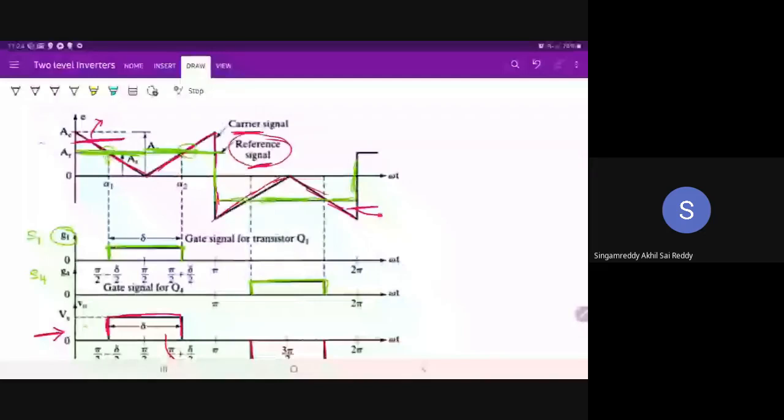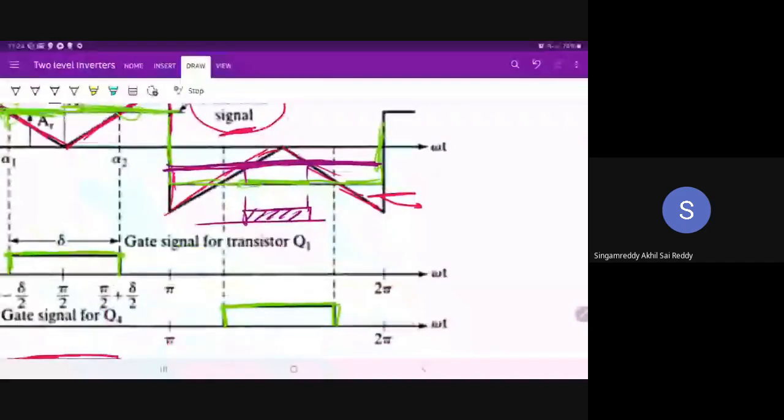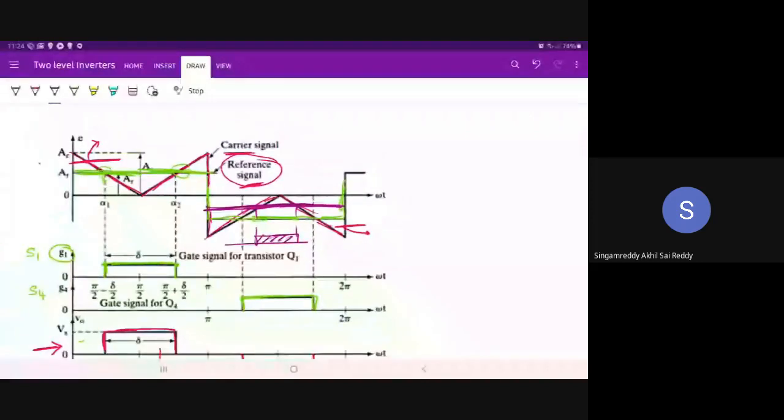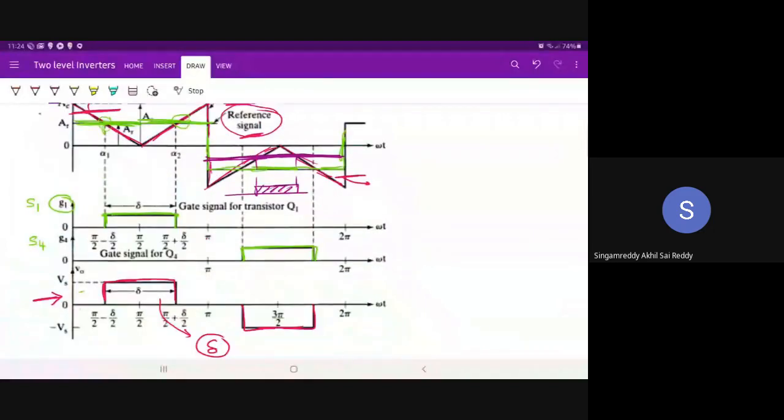If I reduce this one, the new intersecting point will cross here. So these are the new intersecting points, and this is the pulse corresponding to this new intersecting point. The carrier signals are fixed, but the reference signal magnitude you can vary. By changing the width of this pulse, you can control the output voltage magnitude. Clear?